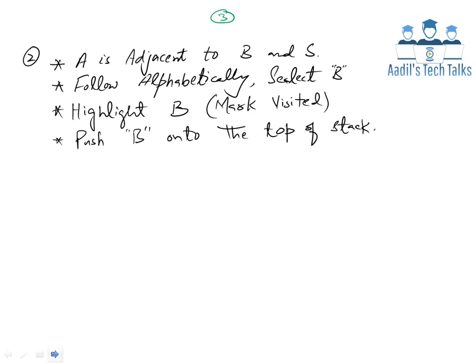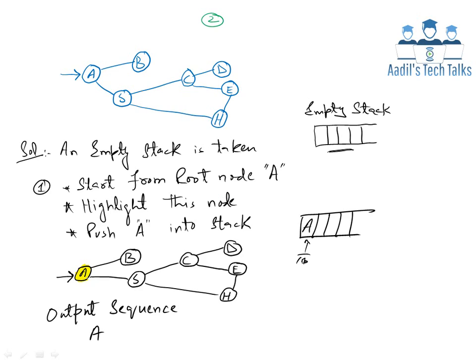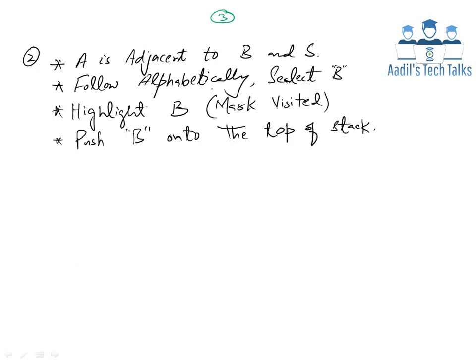So now the second step, as A is adjacent to B and S, from here it is clear that A is adjacent to both B and S. We follow alphabetically and select B. अब हमारे पास चॉइस है, हम किसे इख्तियार करें, कौन सा सेलेक्ट करें, तो उसके लिए हम अल्फ़ाबेटिकली जाएंगे. हाईलाइट बी, मार्क विजिटेड, हाईलाइट कर देंगे बी को, जिसका मतलब होगा कि हम इसको ऑलरेडी विजिट कर चुके हैं. ठीक है जी, एंड वी हैव टू पुश बी ऑन टू द टॉप ऑफ द स्टैक. और अब हम क्या करेंगे, बी को टॉप ऑफ द स्टैक पे पुश कर देंगे. सो अब हमारे पास जो ग्राफ होगा वो कुछ यूँ होगा.